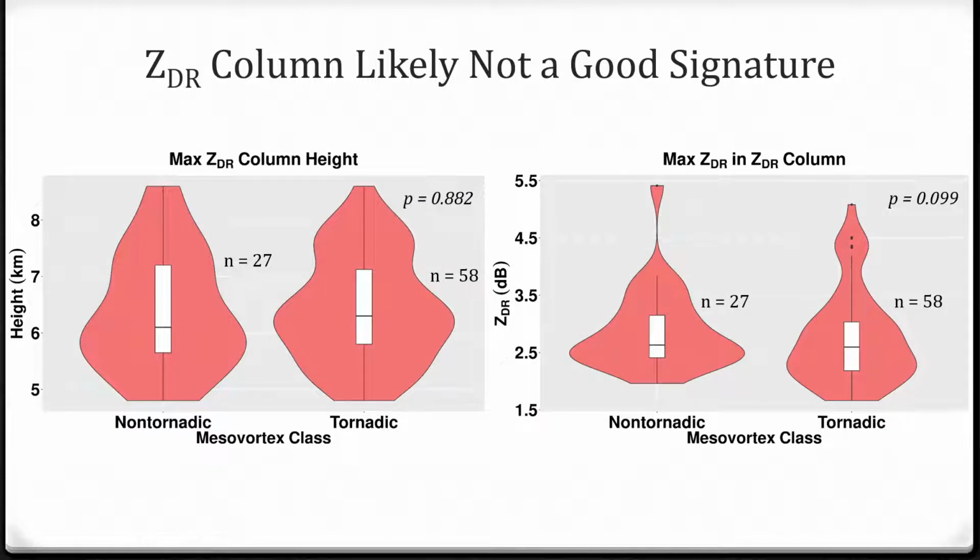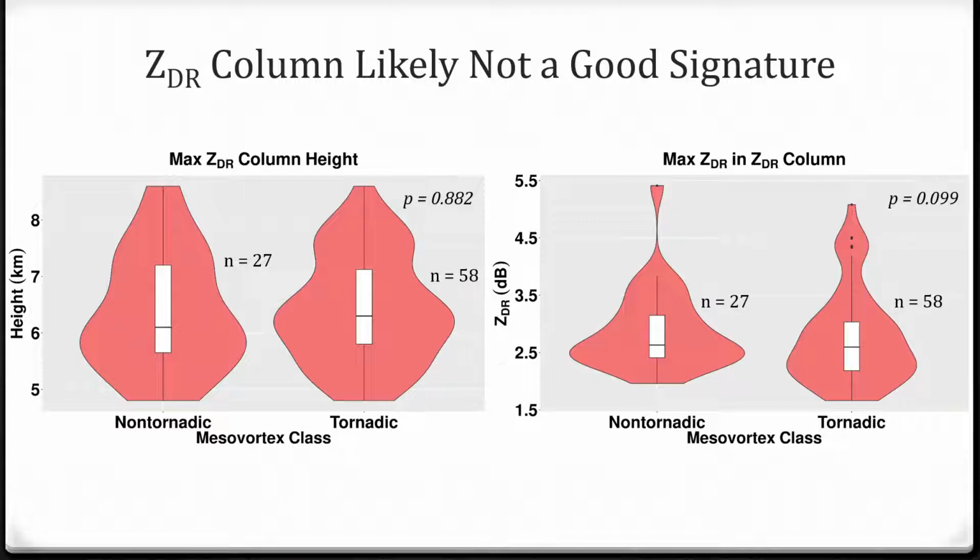With ZDR columns, we've looked at those, and it doesn't appear as if that signature is going to give a lot of information. So showing violin plots here with tornadic and non-tornadic mesovortices, we see that there's really not much separation between the distributions. Now it does precede mesovortex development, but will you be able to say much about the character of that mesovortex? Maybe not.